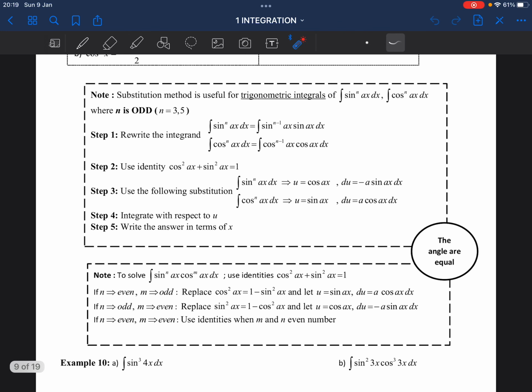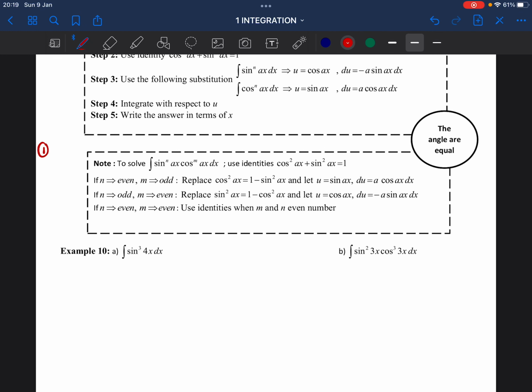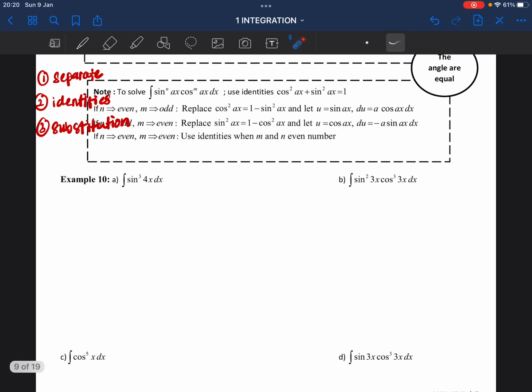Okay, so there is a long method here that the note shows, but you can forget it, ignore it, and just remember the first step is to separate. Second step is identities. The third step is substitution. Whenever you come across a trigonometric function that you have to integrate, remember these 3 steps. Okay, so first let's see example 10.